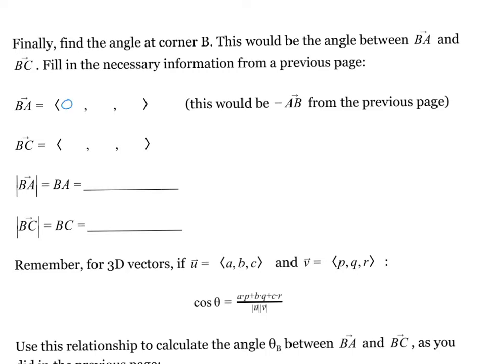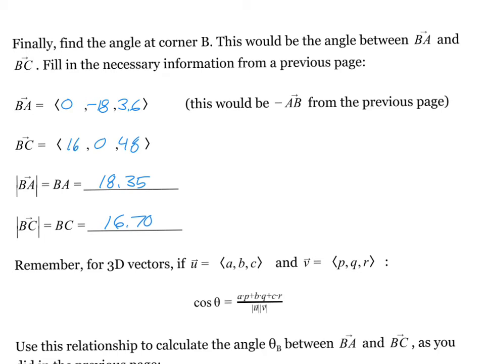So we have 0, negative 18, and 3.6, and 16, 0, 4.8 for vector BC. And we have the lengths of these edges. Remember, the length of BA should be the same as the length of AB because they're just negatives of each other. So 18.35 feet and then 16.70 for BC.